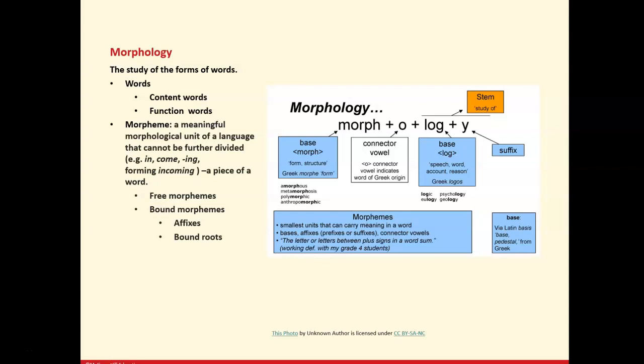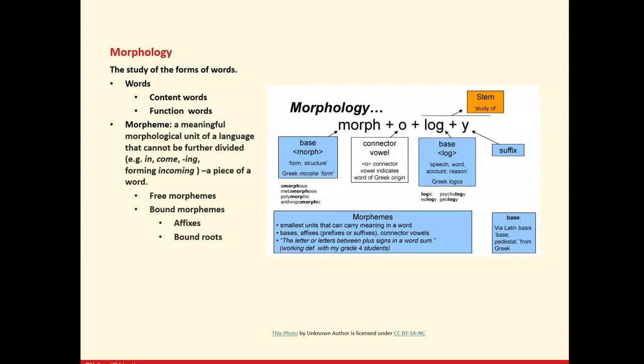The difference is that content words are an open category. We are continually adding new words to our English lexicon. Function words are a closed category. Those are the words that continue to stay put.